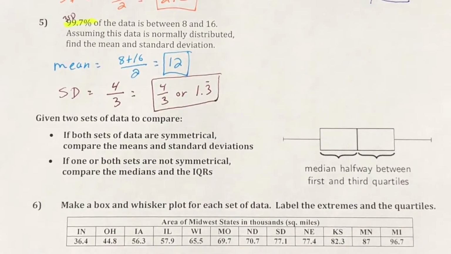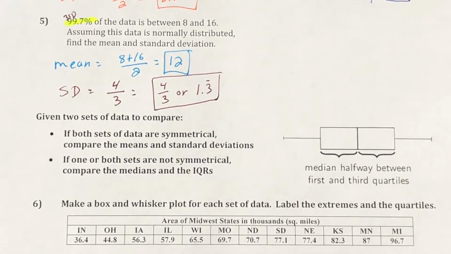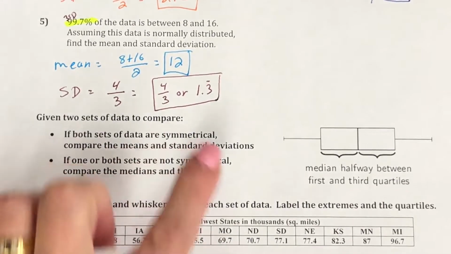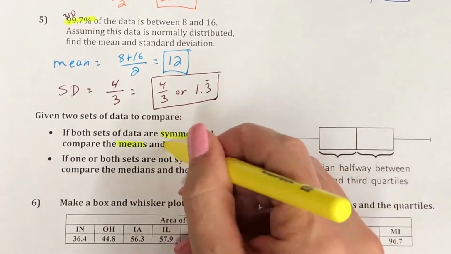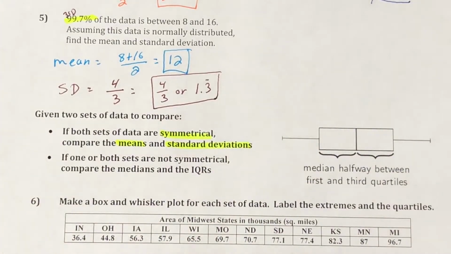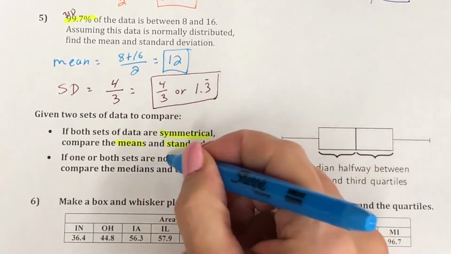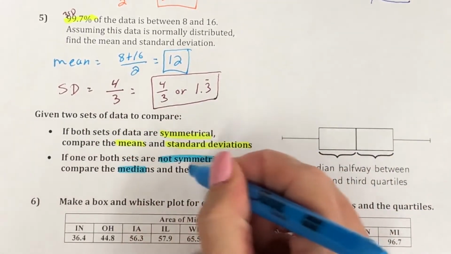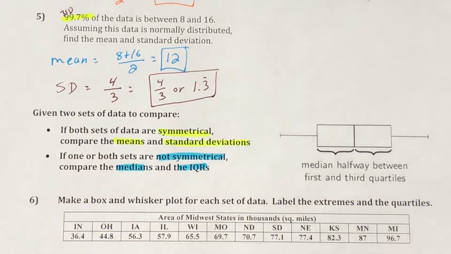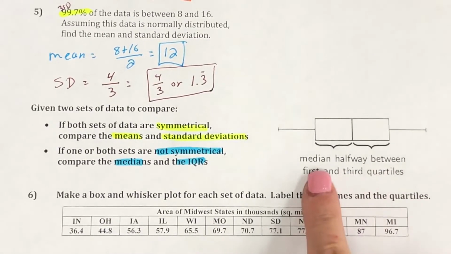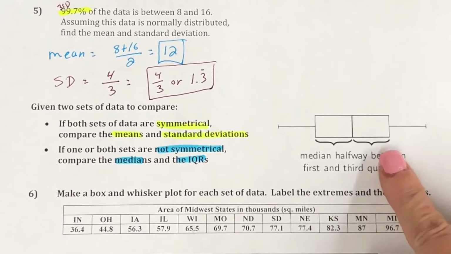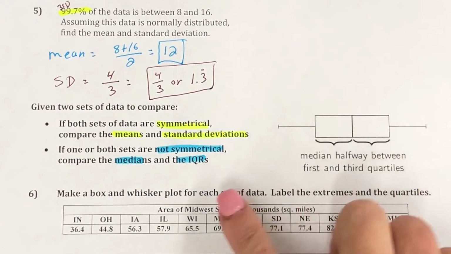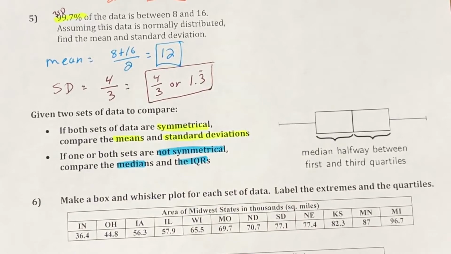Okay, we're going to talk about how to compare data. So if both sets of data are symmetrical, we're going to compare the means and the standard deviation. So depending on the spread of our data depends on what we're going to compare. If one or both sets are not symmetrical, we're going to compare the medians and the IQRs. So we're looking here, and this is symmetrical because the median is halfway between the first and third quartiles. So if I was to compare the data, I would compare the means and standard deviations. But if it's not symmetrical, I'm going to compare the medians and the IQRs.